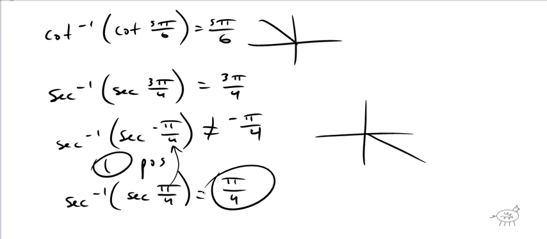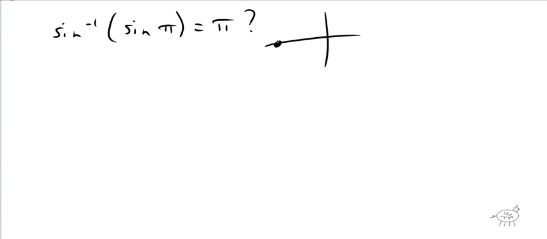Let's see here. Let's try a couple more. Let's do one where you don't have a reference angle. So let's do inverse sine of the sine of pi. Well, is that equal to pi? Well, no, because again, we're over here. Okay, and the range for sine is between here and here. So it's not equal to pi. Okay, so you got to do a little bit of work.